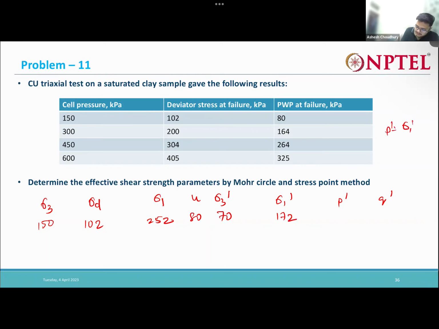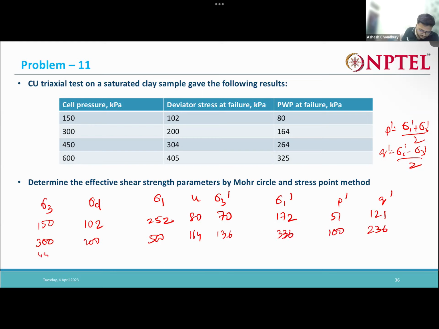So what is P dash? P dash is nothing but sigma 1 dash plus sigma 3 dash by 2. And what is Q dash? Sigma 1 dash minus sigma 3 dash by 2. So we'll just do this addition and subtraction divided by 2. Similarly, for the other tests we get the values 300, 200, 500, 164, 136, 336, 100, 36.